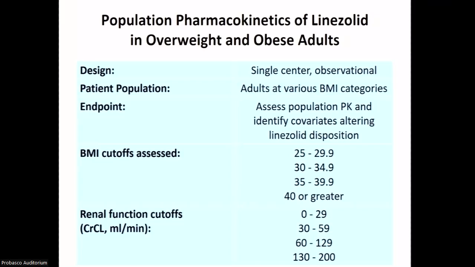And they defined those target concentrations as a trough of 2 to 7 or a 24-hour AUC to MIC of greater than 100. The regimens that they assessed in the simulation were 450 and 600 milligrams every 12 hours and 450 and 600 milligrams every 8 hours. A minimum rate of 80% probability of target attainment was set for the assessed doses. And it is important to note that for this study, the creatinine clearance was calculated using the chronic kidney disease epidemiological formula.